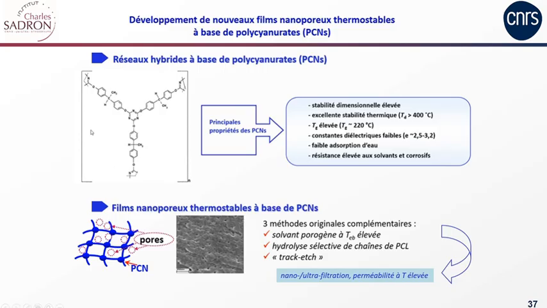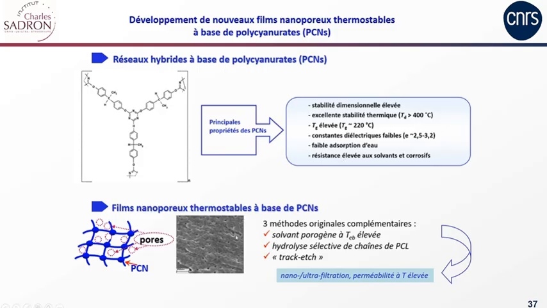Polysaccharides are this kind of polymers here, which we use in the laboratory because they have a large range of interesting properties. They have a high dimensional stability. They have a high thermal stability. The decomposition is higher than 400 degrees. They have a high TG. They have a low dielectric constant, low water absorption, and they are resistant to chemicals and corrosive agents.